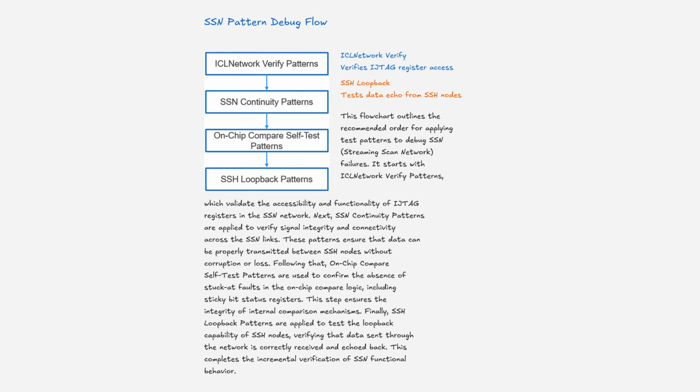Following that, on-chip compare self-test patterns are used to confirm the absence of stuck-at faults in the on-chip compare logic, including sticky bit status registers. This step ensures the integrity of internal comparison mechanisms. Finally, SSH loopback patterns are applied to test the loopback capability of SSH nodes, verifying that data sent through the network is correctly received and echoed back. This completes the incremental verification of SSN functional behavior.